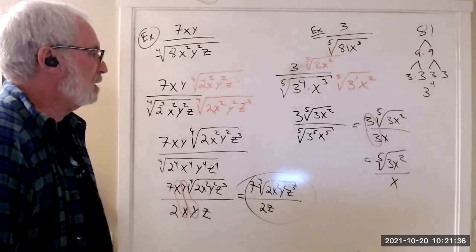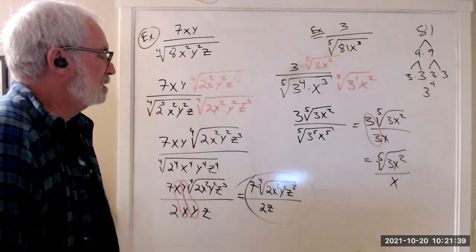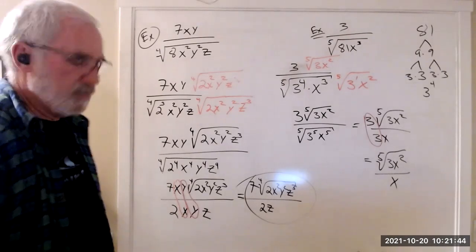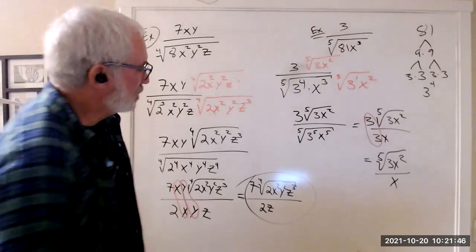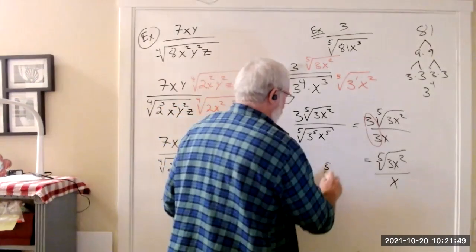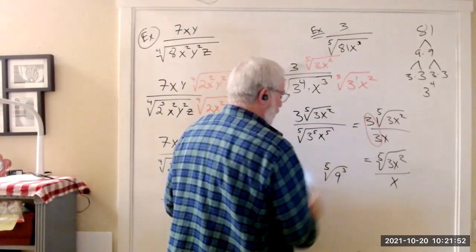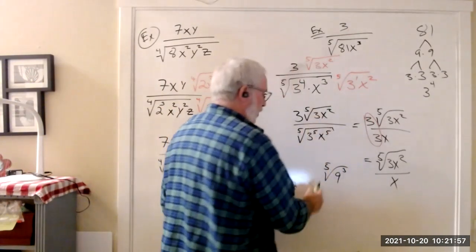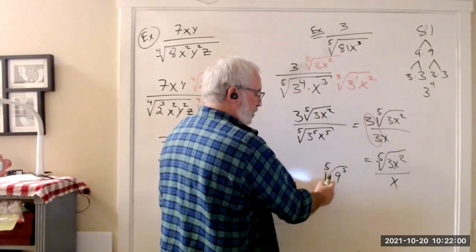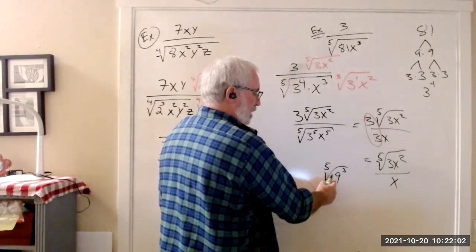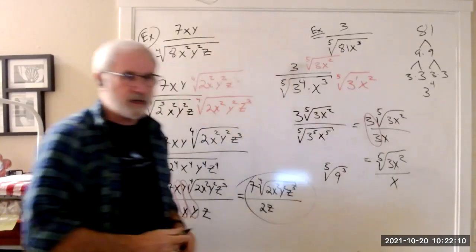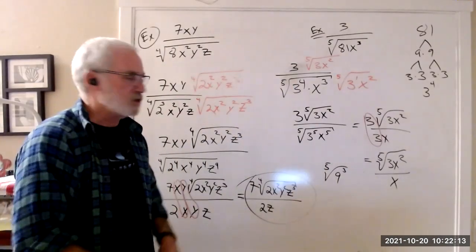Somewhere in your work, in the numerator, you had the 5th root of 9 to the 3rd. Yeah, I think that the 9 to the 3rd simplifies to like 3 to the 6th, and then I get 3x squared. And that's how you get the x's out. Yes, that is correct.